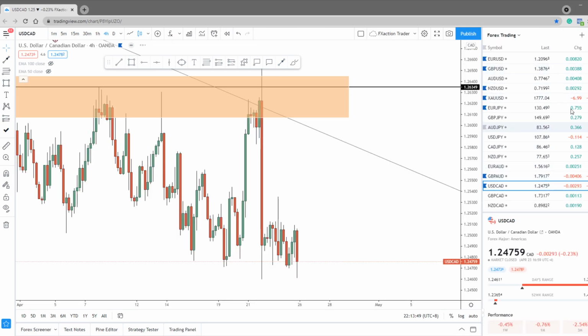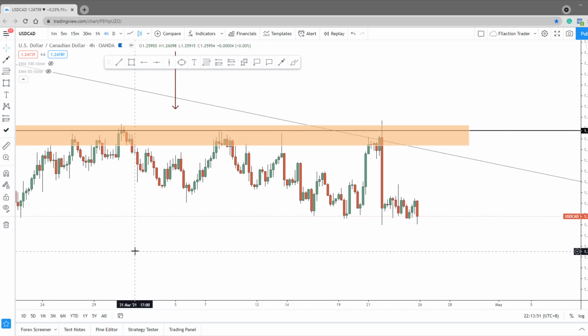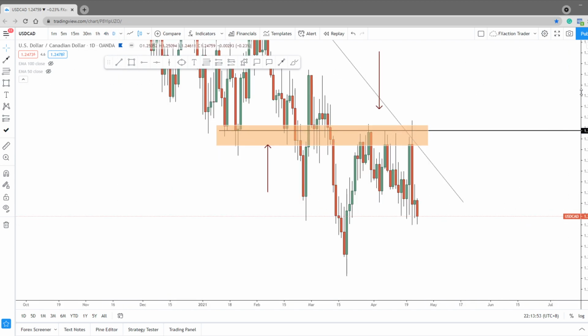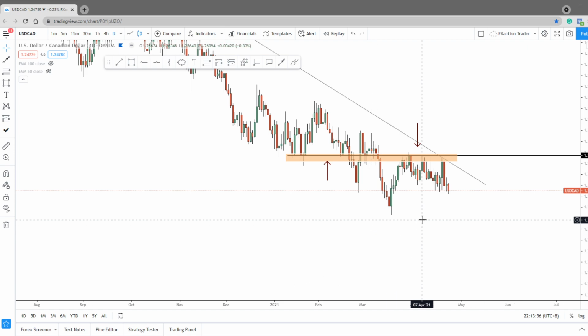So the last pair for this week would be the dollar Canadian pair. This pair has shown us a beautiful market structure of a downtrend continuation, where the market formed a support level, and the support level was broken and became a new resistance level, and this resistance level was retested many times, which indicates that the market is still in a very strong bearish momentum no matter what.